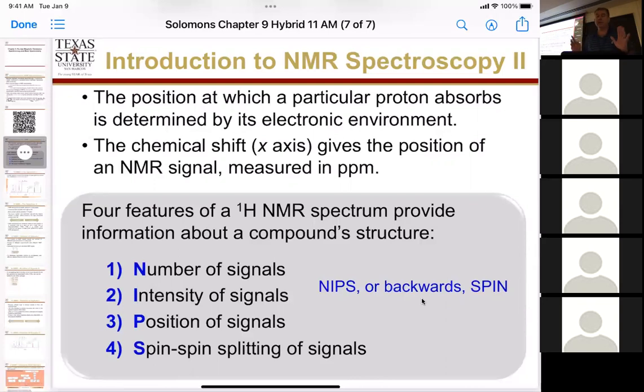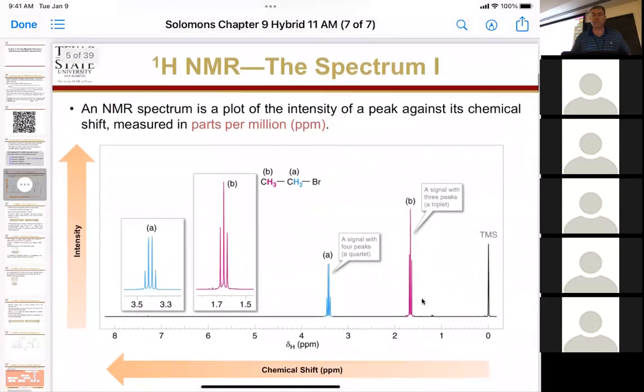So in every proton NMR spectrum you get, it's going to look something like this, okay? What we have here is all but one of those things represented. We have the number of peaks. We have a peak here and a peak here. That tells us there are two signals, okay? Two signals is important to us because it means that there are two types of hydrogens, okay?